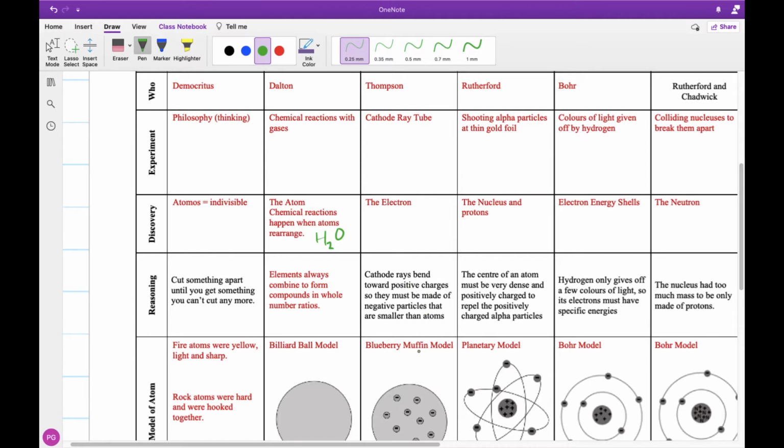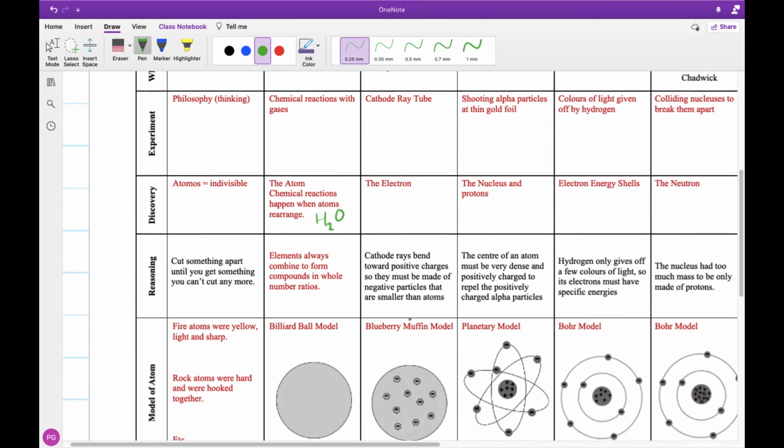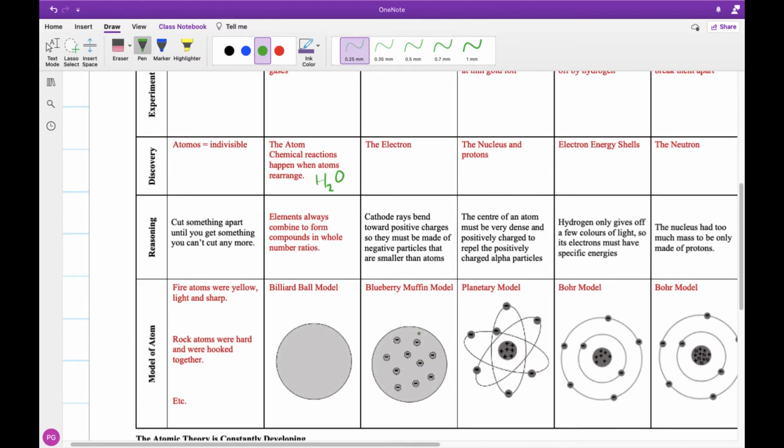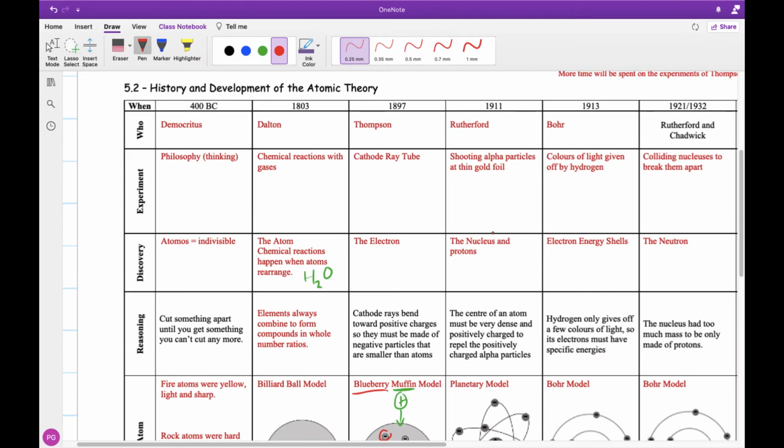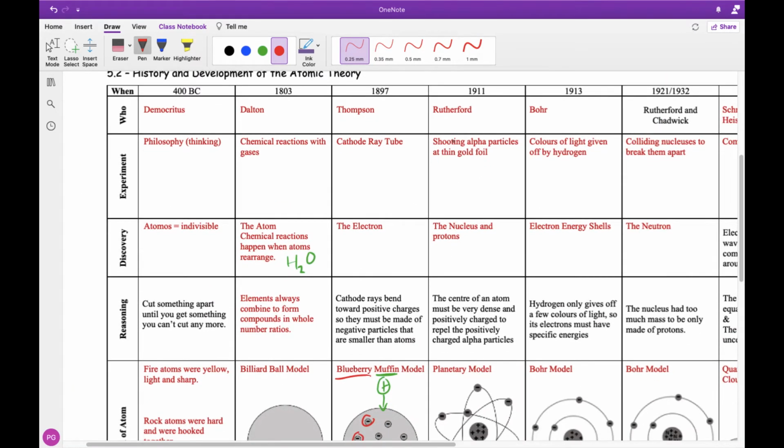So what he said was, oh, that must mean that our atom is made up of a large positive sort of background with a bunch of little negative things inside of it. And this is called our blueberry muffin, where the background is the positive muffin, and then the little electrons here, those are our blueberries.